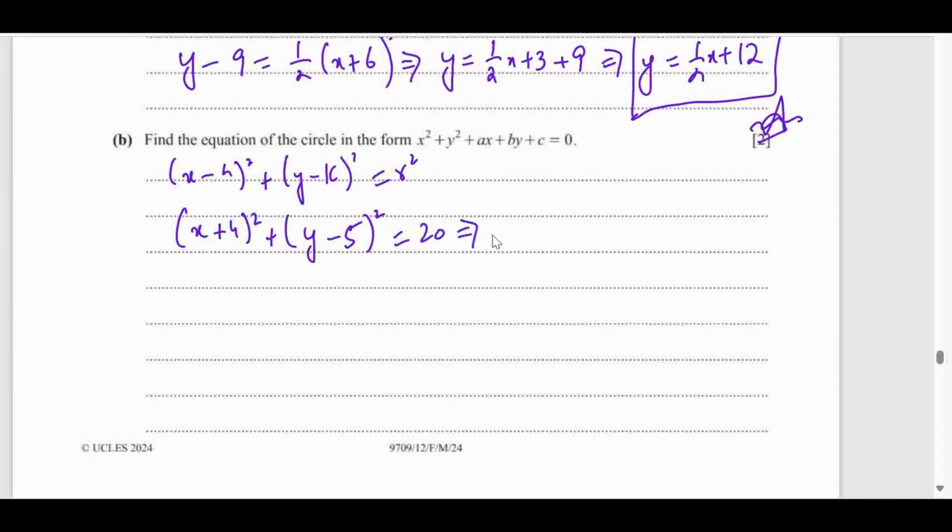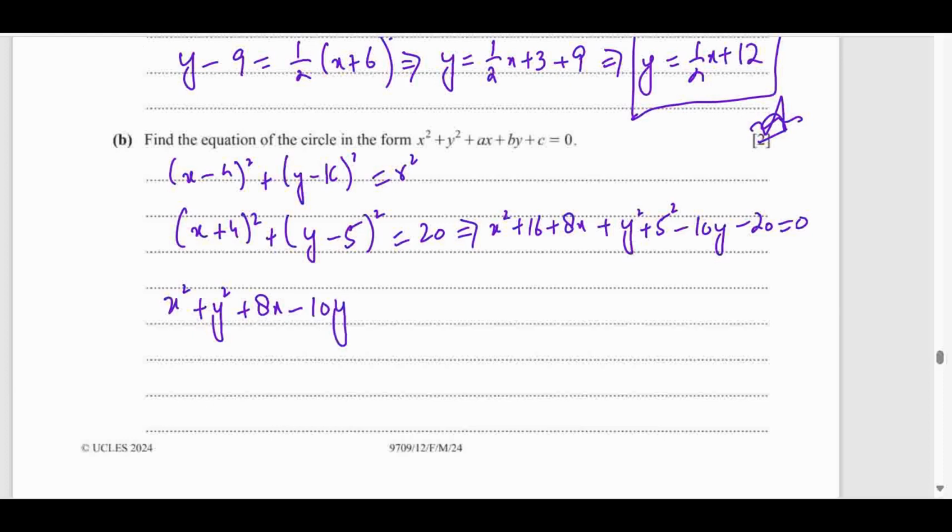Now we need to just open it up. So this will be a square plus b square plus 2ab, plus a square plus b square minus 2ab, and then minus 20 is equal to 0. So this will be x square plus y square plus 8x minus 10y.